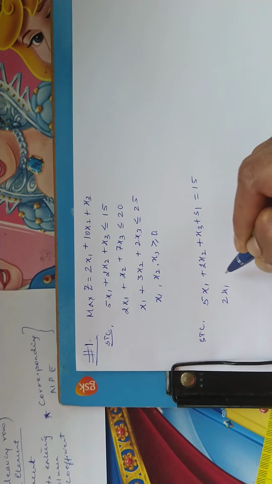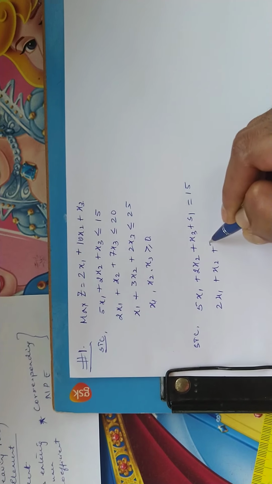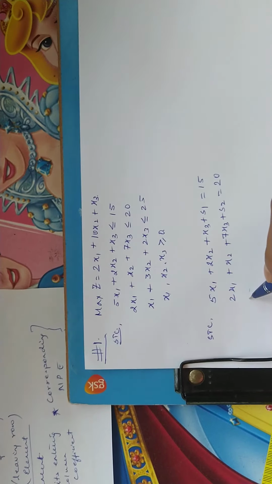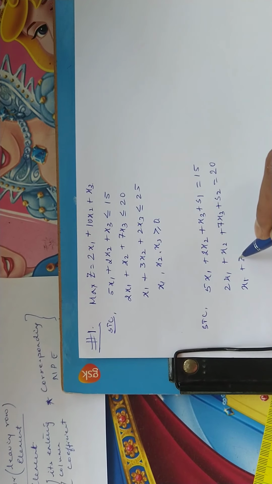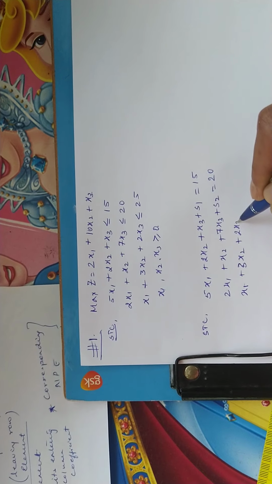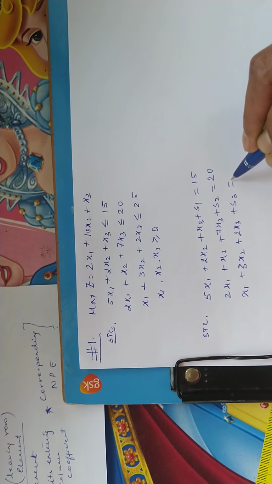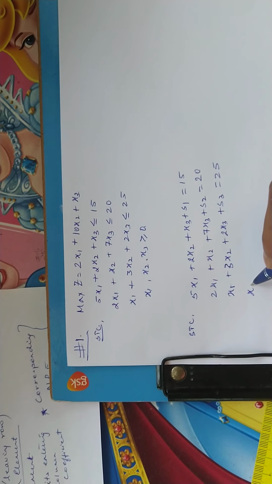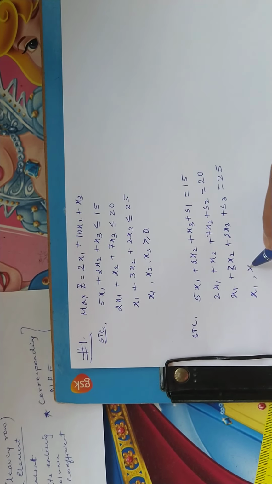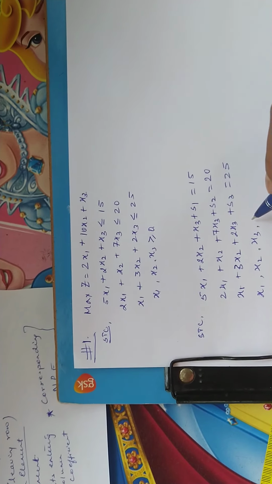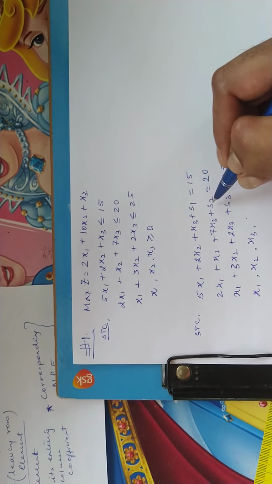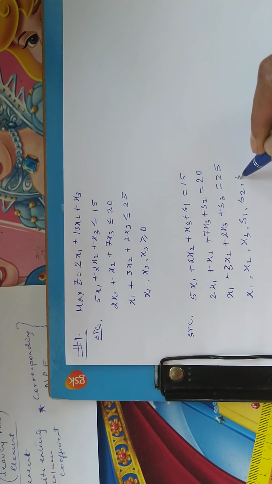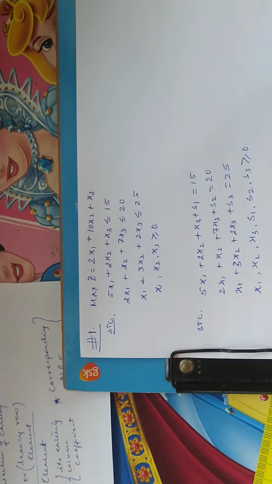Similarly, it is the case with the second equation, which is equal to 20. Similarly for the third equation, x1 plus 3x2 plus 2x3 plus s3 is equal to 25. Observe that now the number of variables in the equations has become more: x1, x2, x3, and the slack variables introduced in these three constraints, which have now become basic variables. All of them are greater than or equal to 0.